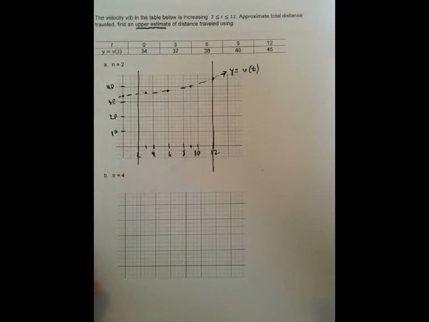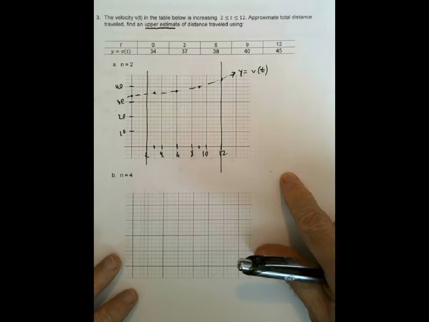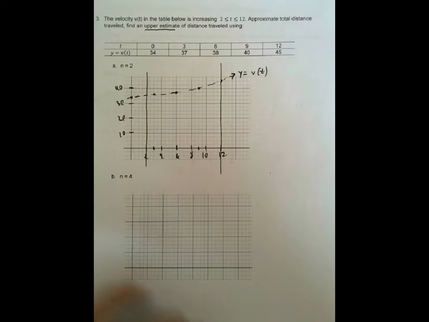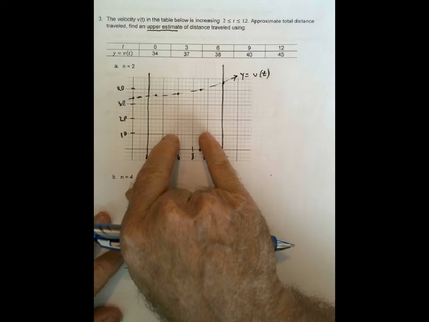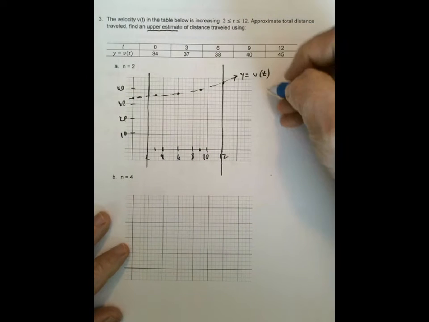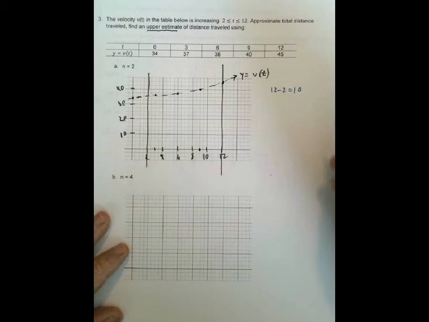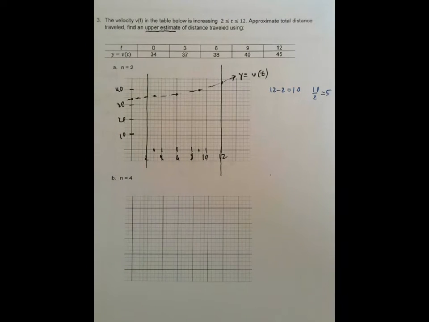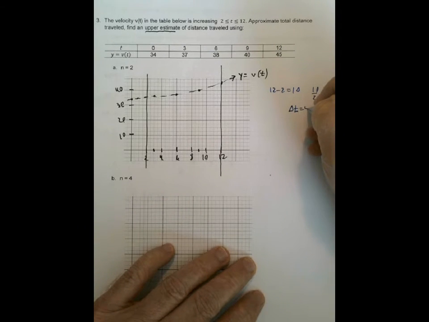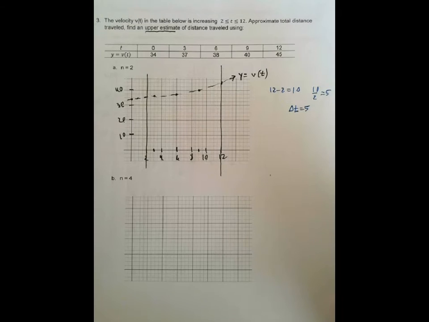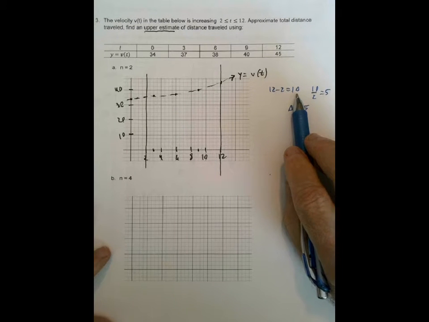And now it says we want 2 subintervals. Well, okay, we'll do that over here. We have to figure out how long each subinterval is. So in other words, we're going to see 2 rectangles here, right? So the time elapsed is 12 minus 2, that's 10. We want 2 subintervals, so 10 divided by 2 is equal to 5. So each subinterval is going to be 5 units long. In other words, delta t is going to be 5. Well, that's convenient because notice that our total interval length is 10.